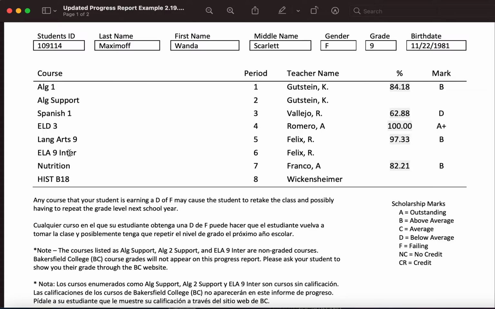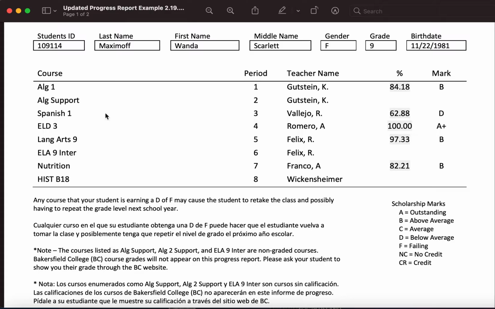Support and intervention classes do not get grades in the same way. These are non-graded courses. So just keep that in mind when you see the blank there. It doesn't mean that they're doing bad or they haven't done anything. Those are just non-graded courses that are in order to support their other classes.